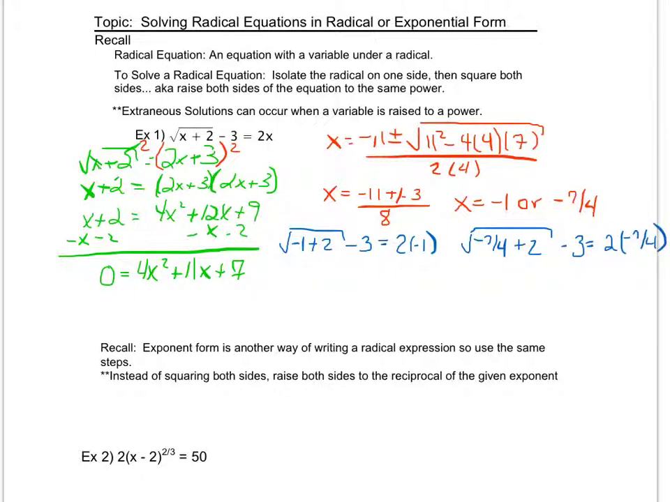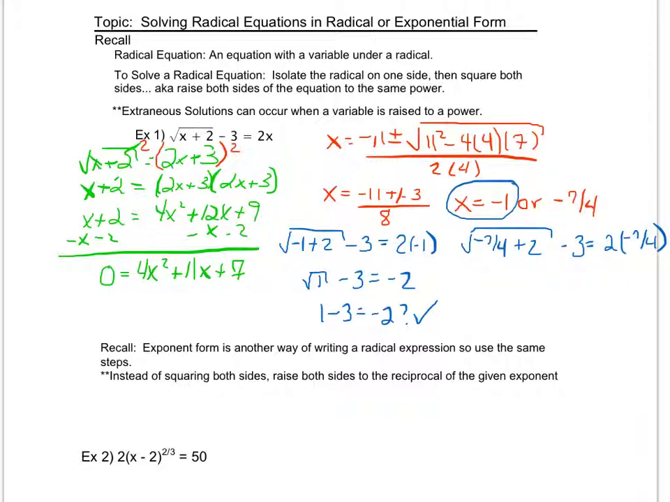Again, I'm going to skip some of my steps in my solving process, but this here comes down to be the square root of 1 minus 3. Does it in fact equal negative 2? So does 1 minus 3 equal negative 2? It does, so that is going to work. So negative 1 is going to be one of my solutions.